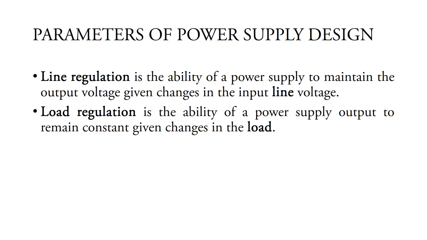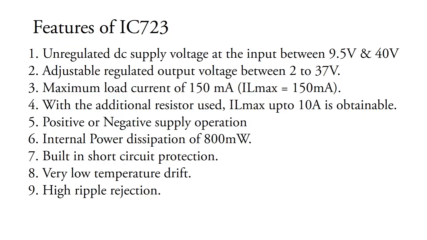Now we hope you have understood the job of a regulator. The purpose of a regulator is to provide a constant stable output voltage even if there is any change in input voltage or line voltage or variable load conditions. Now this IC 723 is a voltage regulator. It's available in IC format.